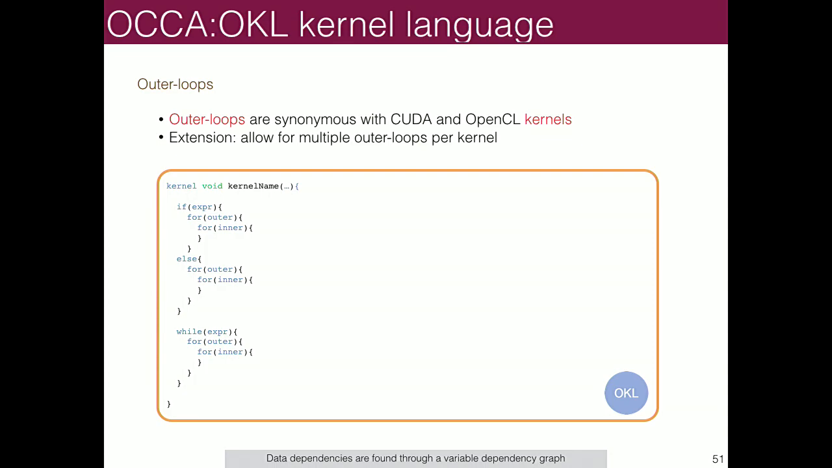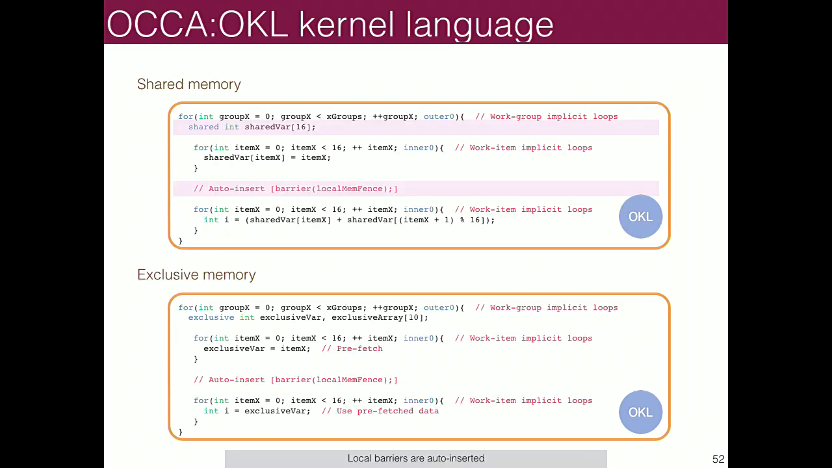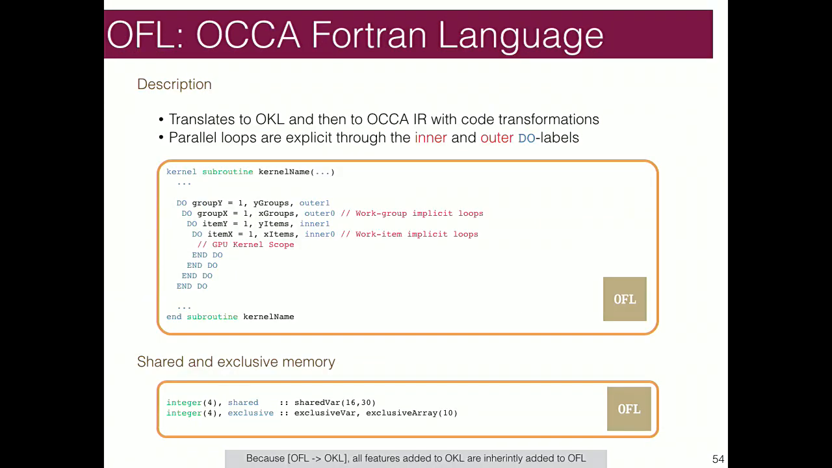We can put in conditional statements, and you can actually decide whether you want to run that kernel or not based on conditional expressions. And we also expose shared memory, and we have a notion of an exclusive variable, which is synonymous with a thread private variable. We have a Fortran version.